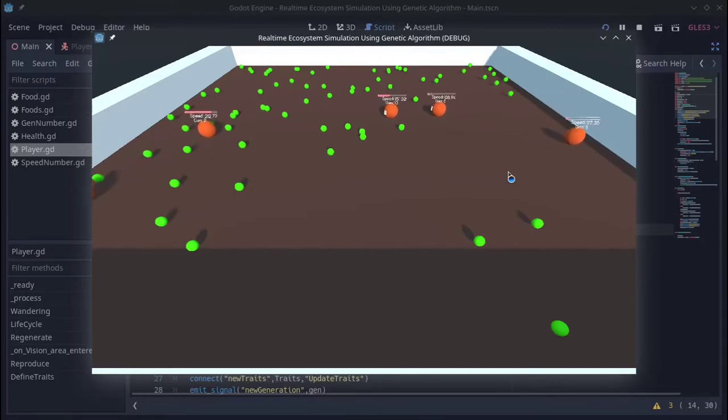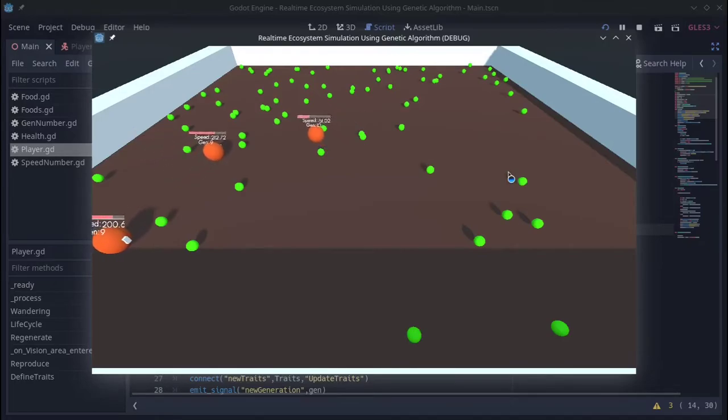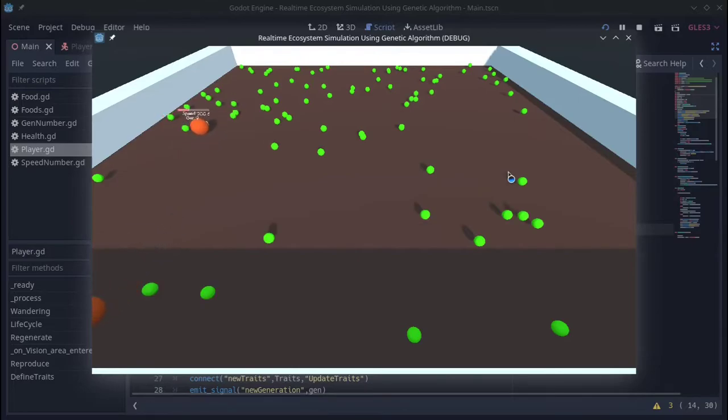And now here you can see our species are slowly going to extinction, but some of them, two of them, have a speed value higher than 200. That means they are risking their health, thinking that they will have a higher chance of getting to the food if they move faster. And they are almost at the verge of death. And I think all of them died right there.